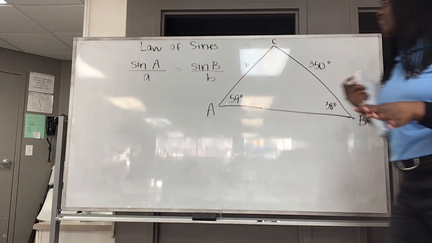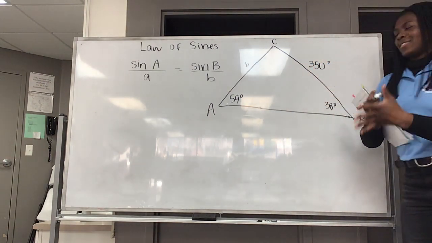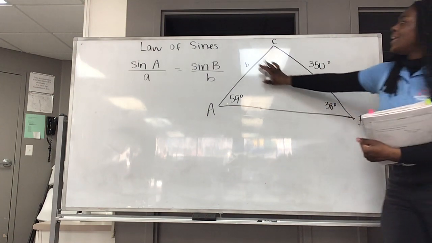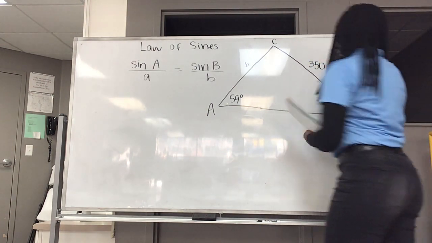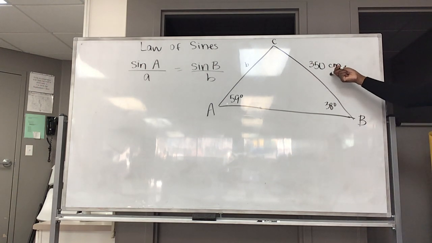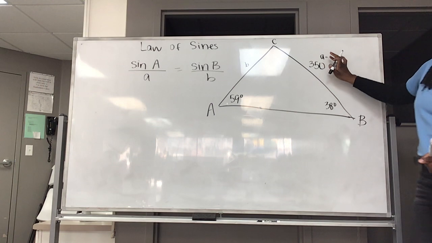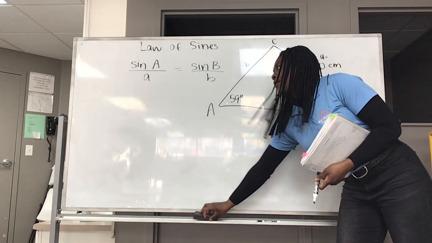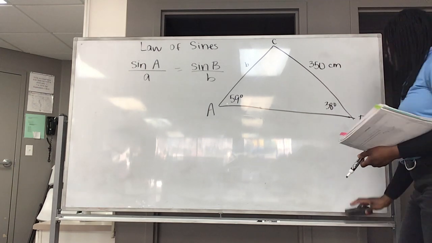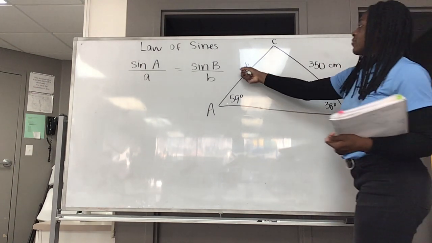Okay. Oh, and I should mention that the lowercase b represents the side length that is opposite from angle B. And even though, oh, this is not degrees, sorry, centimeters, even though we know that this side length is 350 centimeters, we could also call it side A. So lowercase a equals 350 centimeters. Okay, so I'm going to use that. But we are solving for B.